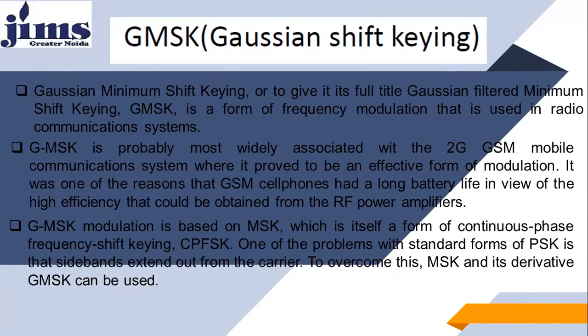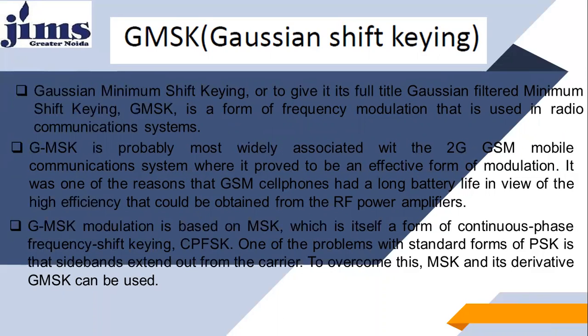Come to Gaussian MSK. It is similar to MSK but with a little bit of change. Gaussian minimum shift keying, or to give its full title, Gaussian filtered minimum shift keying. GMSK is a form of frequency modulation used in radio communication systems, like MSK. GMSK is probably most widely associated with the 2G GSM mobile communication system, where it proved to be an effective form of modulation. It was one of the reasons that GSM cell phones had a long battery life, in view of the high efficiency that could be obtained from the RF power amplifiers.